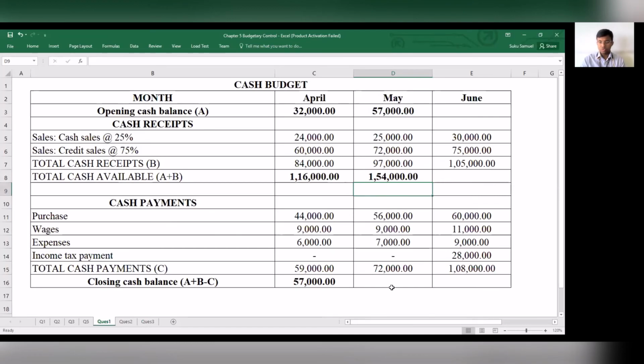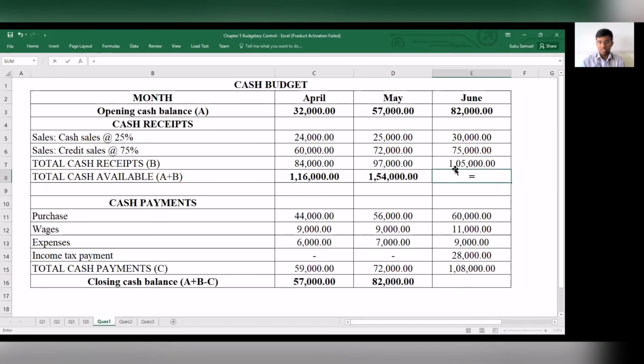Now we have to calculate the closing cash balance. How do we calculate the closing cash balance? Closing cash balance would be 1,54,000 minus 72,000, which makes it 82,000. 82,000 is your closing cash balance for the month of May. So the closing cash balance for the month of May will be your opening cash balance for the month of June, which makes it 82,000.